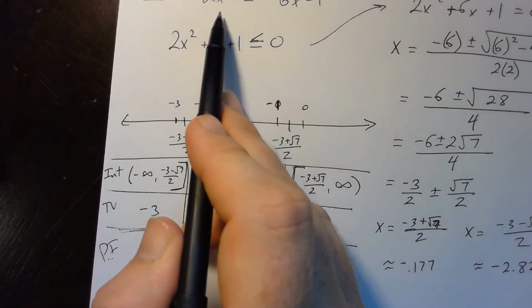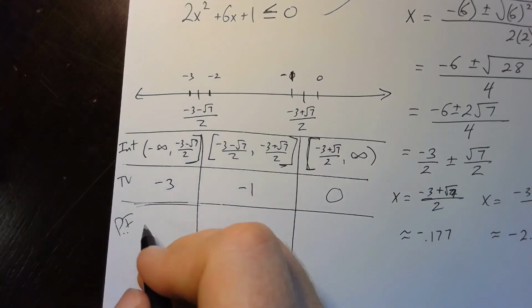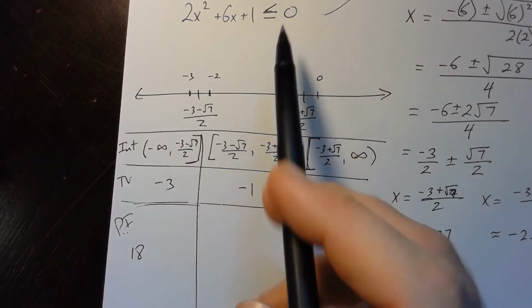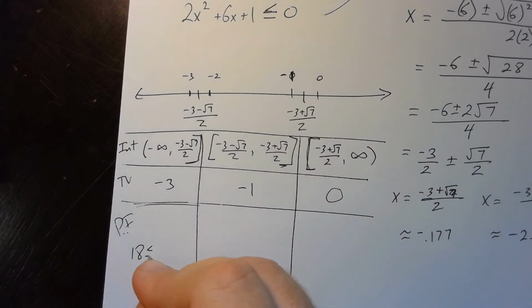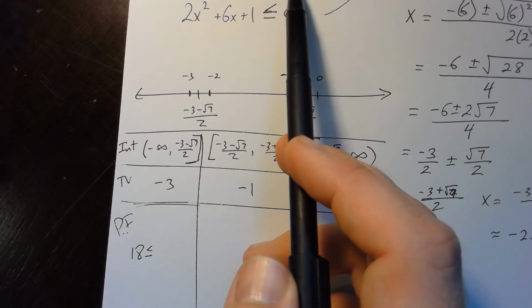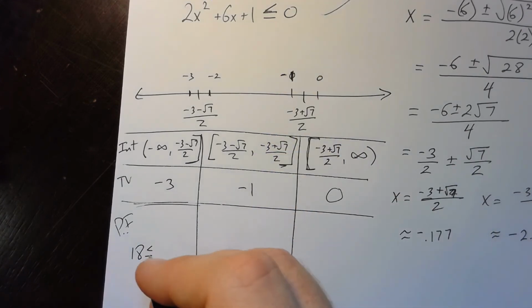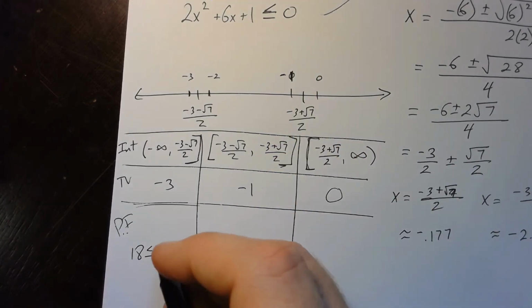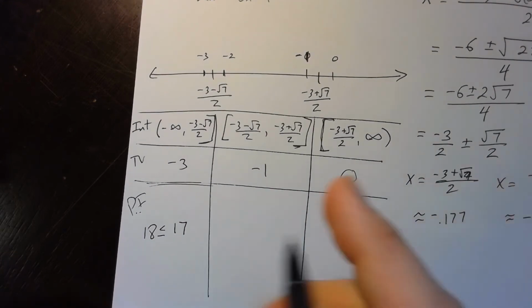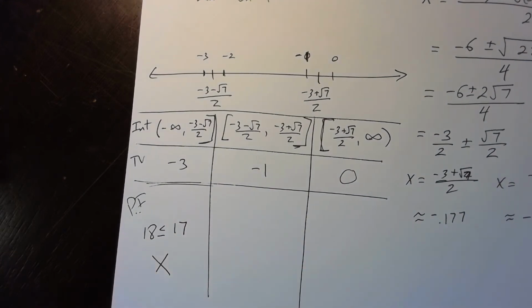So I'm going to plug negative 3 into this 2x squared. So I'm going to have negative 3 squared is 9. 9 times 2 is 18. I'm going to write down 18. And then I'm going to plug that negative 3 into the other side. And it should be less than or equal to. When I plug in negative 3 to the other side, I get negative 6 times the negative 3. Negative 6 times the negative 3 is a positive 18. Minus the 1 is a 17. In that case, 18 is not less than 17, and that section shouldn't work.